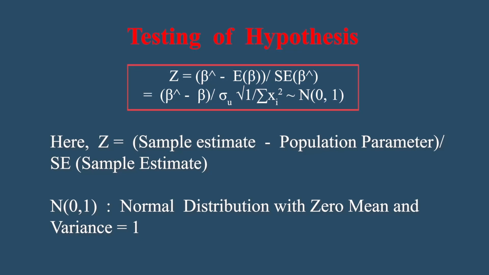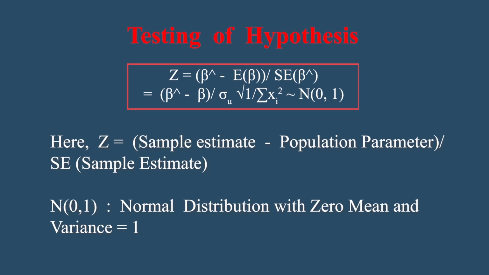The standard error in the denominator is sigma u, the standard deviation of the disturbance, times the square root of 1 by summation of xi square, because we know the variance is sigma square u by summation of xi square and the square root is being considered. This comes up as the z statistic, and we observe that it follows N(0, 1). When I say N(0, 1), it means that it has zero mean and a constant variance, that is, variance 1.